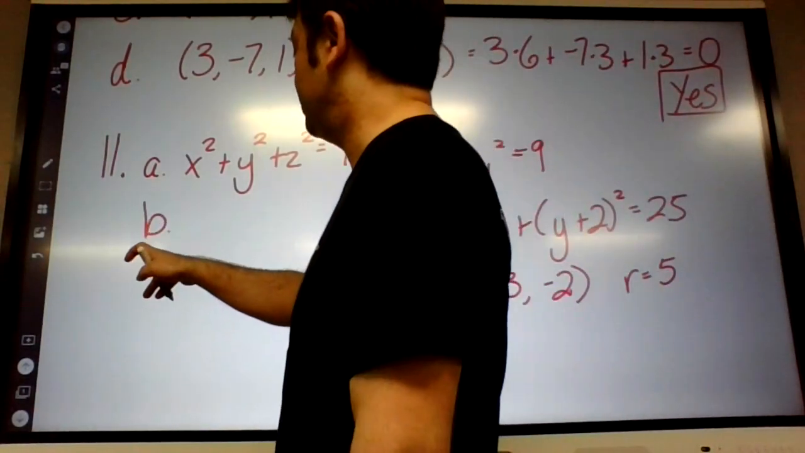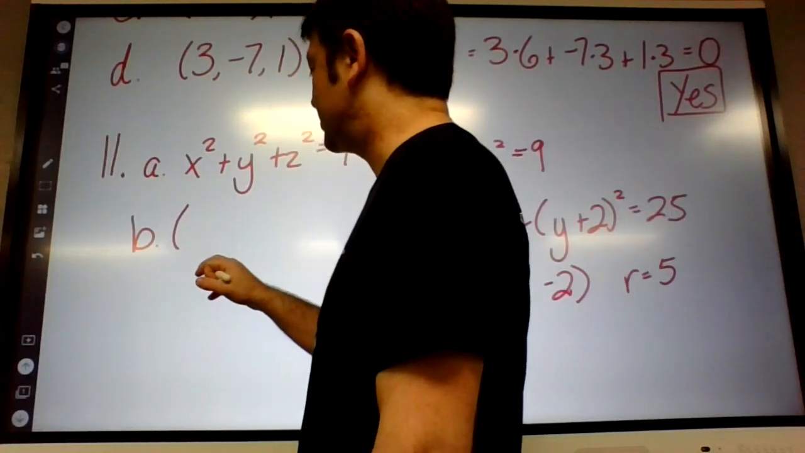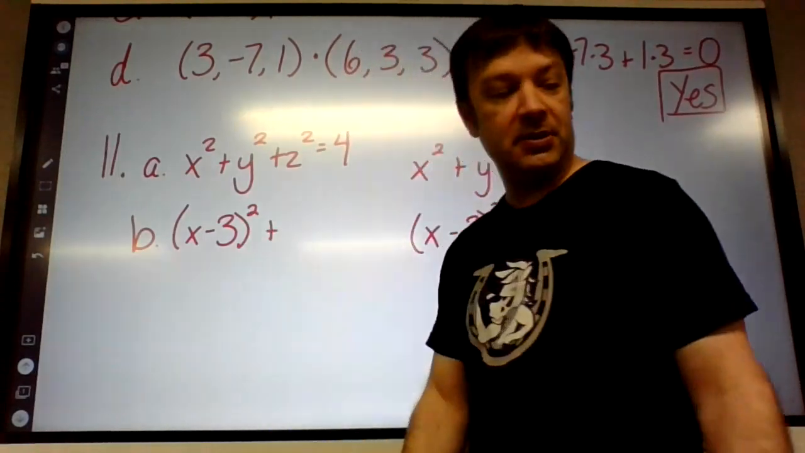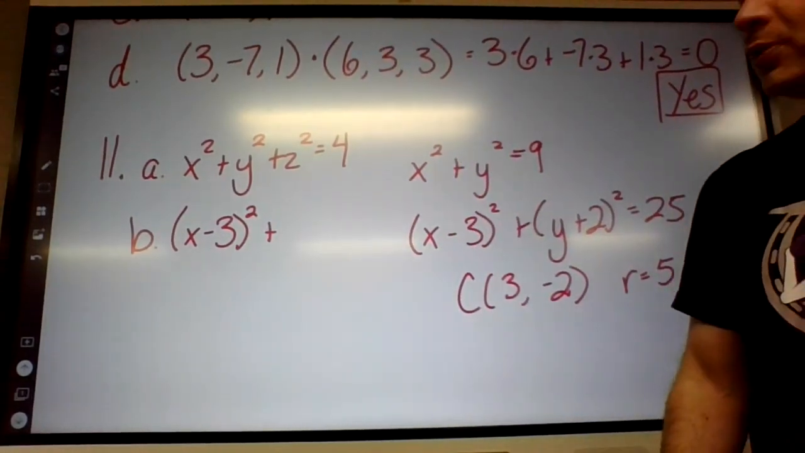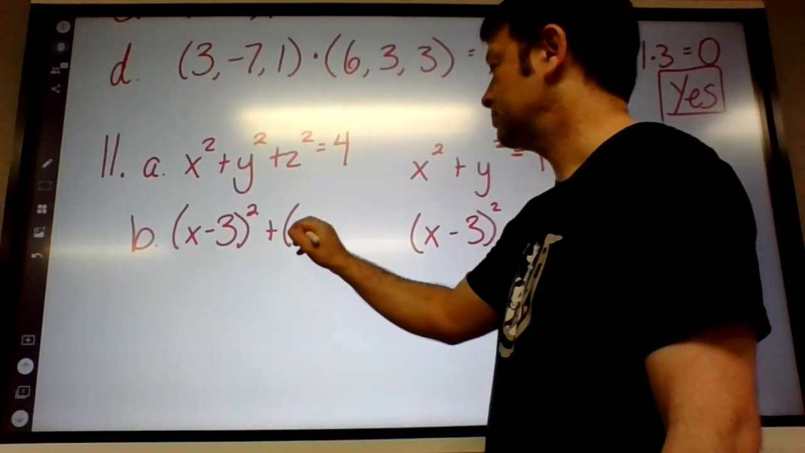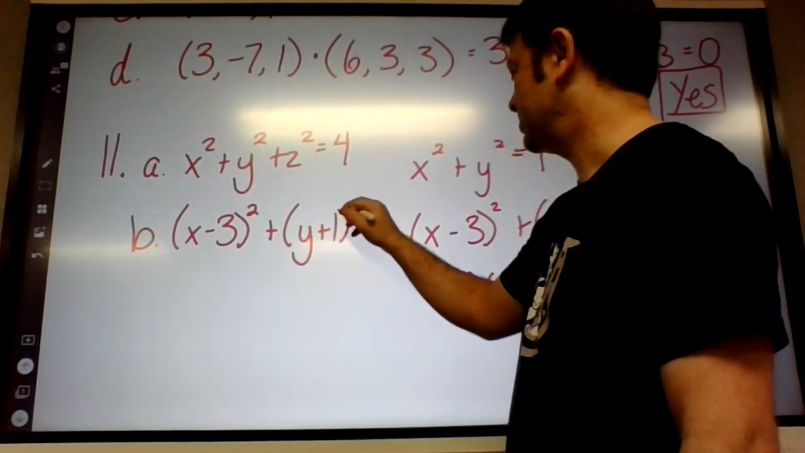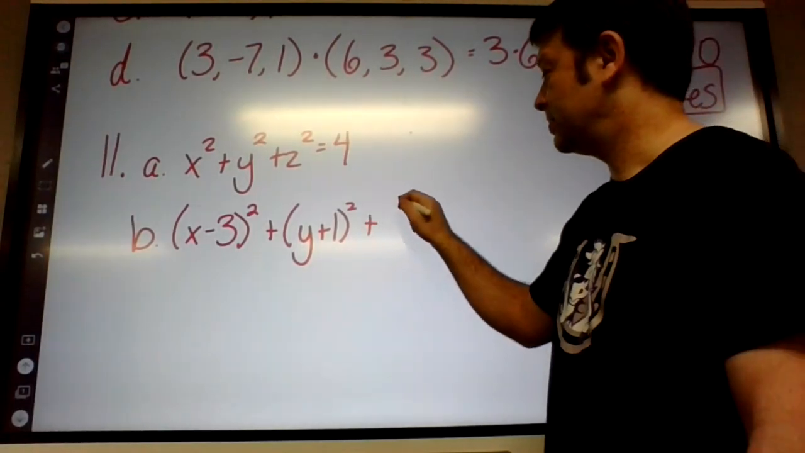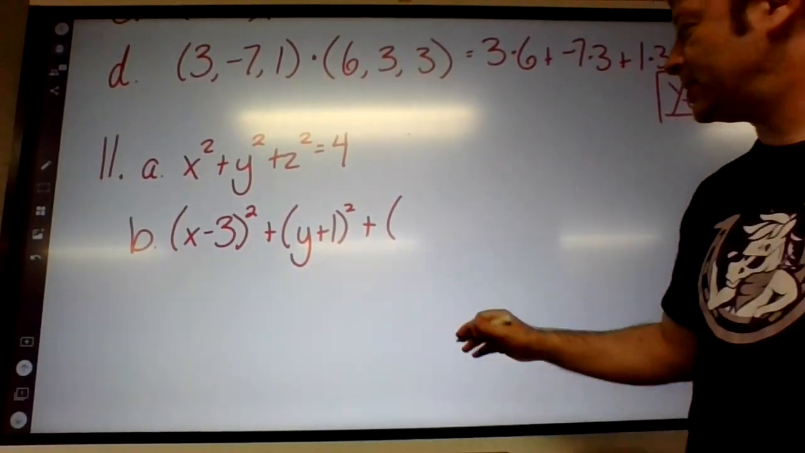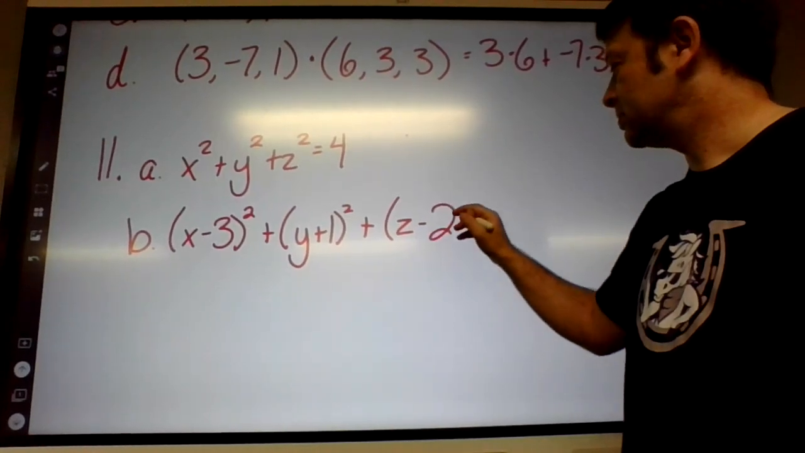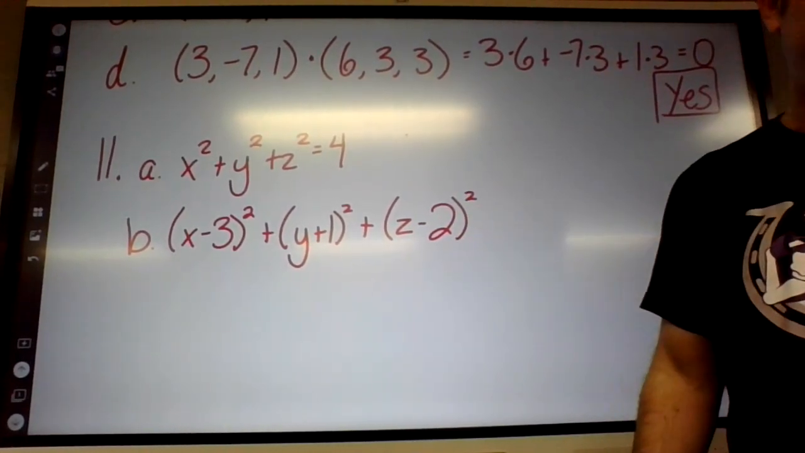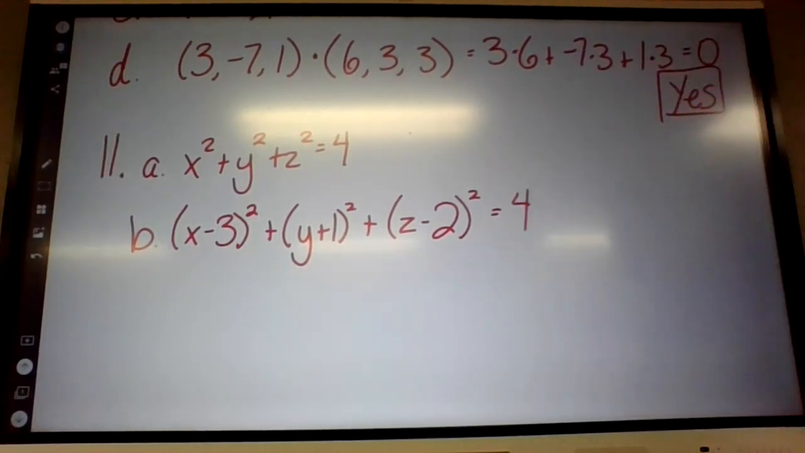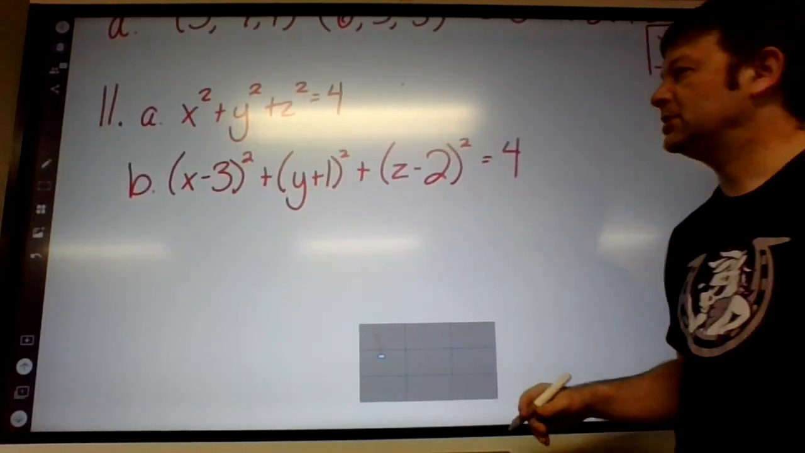For B, it says the center needs to be at 3, negative 1, 2. So how are we going to remove this 3 in the x direction? X minus 3. And then how are we going to move it negative 1 in the y direction? Y plus 1. Yeah, you just do the opposite. And then 2 in the z direction. Minus 2. And the radius is still 2, so this number out here needs to be 2 squared. See? Easy peasy.